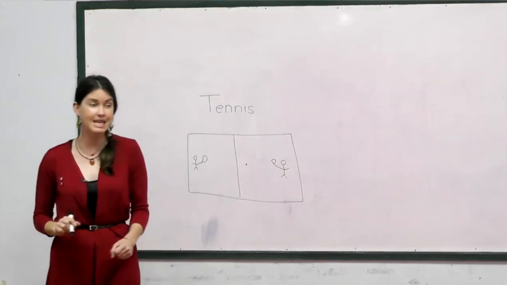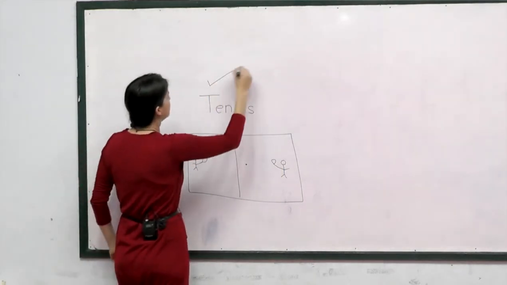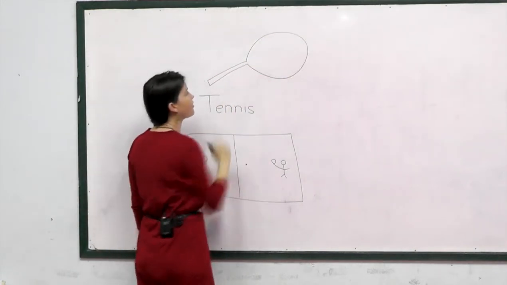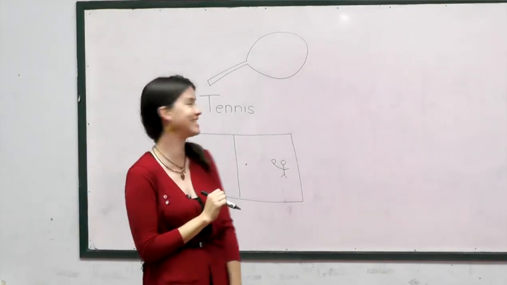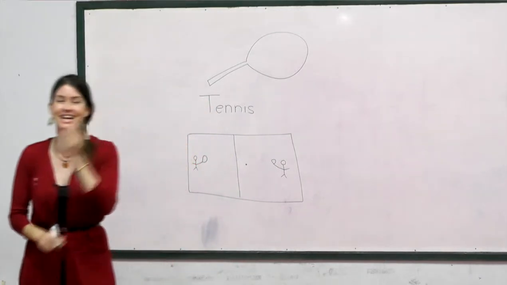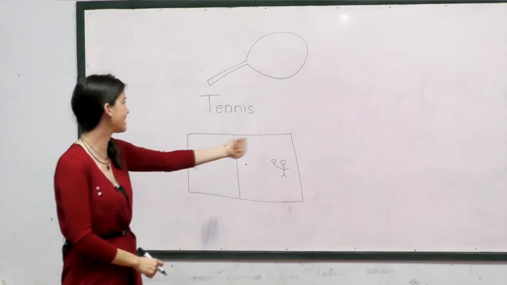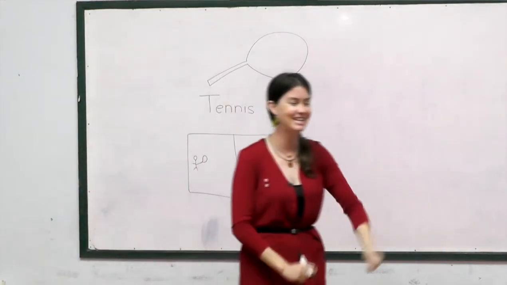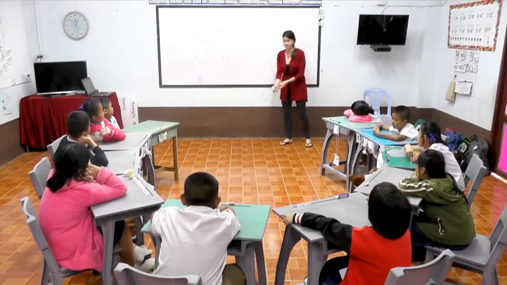So when we play tennis, you have a big racket in your hands. And it's called a racket. Can you say that word? Racket. It does look like a chicken leg. Racket. Good, and they use the racket to hit that ball for tennis. Racket for tennis. Good.